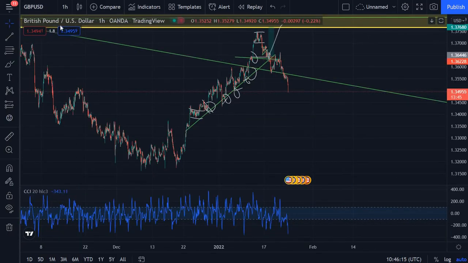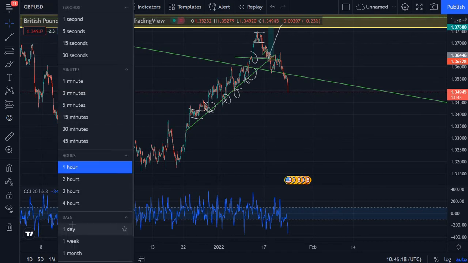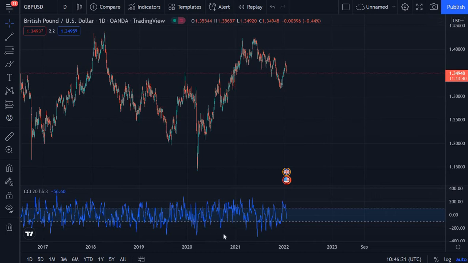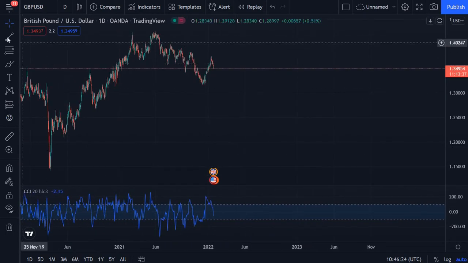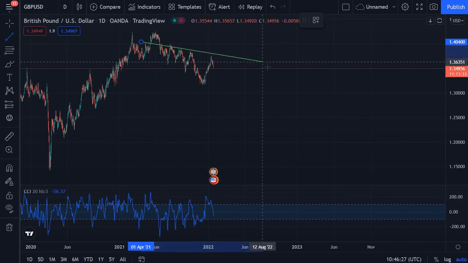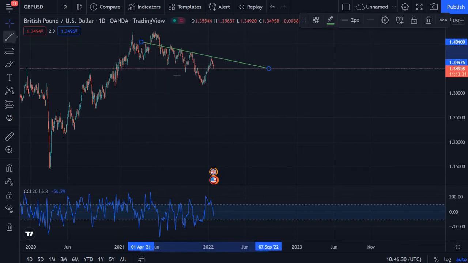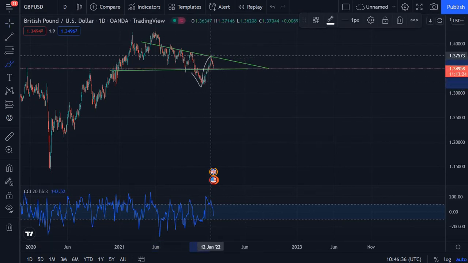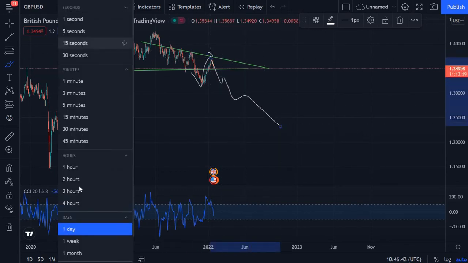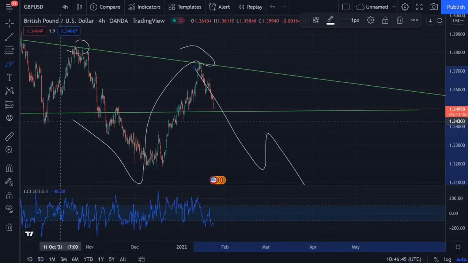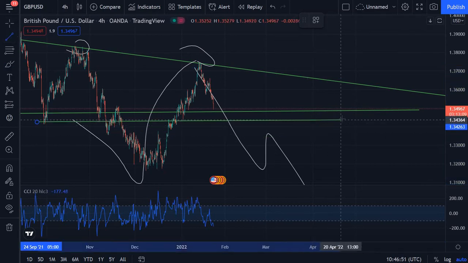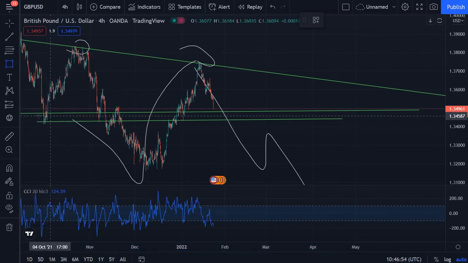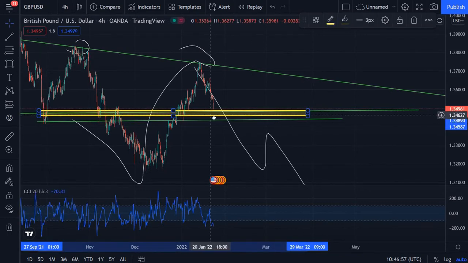So if we check the daily real quick, here this kind of pattern. We broke this structure and now are going for the retest at the previous lower high, and now going lower, so it looks like we will head lower here as well. For our chart, here is a support zone, the two green lines pretty much here and there.